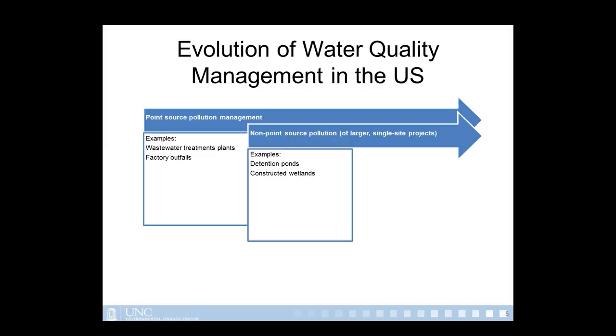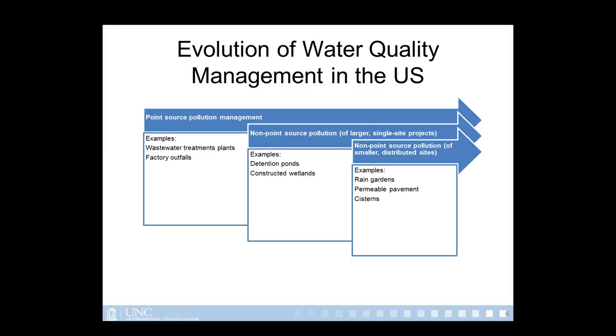And then the next box, which would probably require a click here, we are looking at examples like detention ponds and constructed wetlands. So then we kind of evolved to put most of our resources into non-point source pollution. And then the next box will show non-point source pollution again, but on a smaller, more distributed scale. And examples here would be rain gardens, permeable pavement, cisterns, that kind of thing. And that's where the emphasis is on today's webinar.